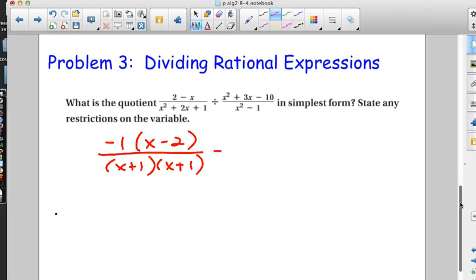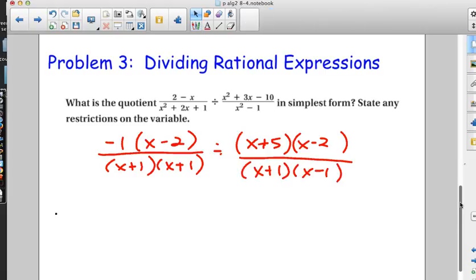And then we're going to divide by, well, x squared plus 3x minus 10, no greatest common factor, not a perfect square trinomial. Good old-fashioned factoring it is. What are they, everybody? 5 and negative 2. And then x squared minus 1, one of our little favorites there. That's our difference of 2 squares.